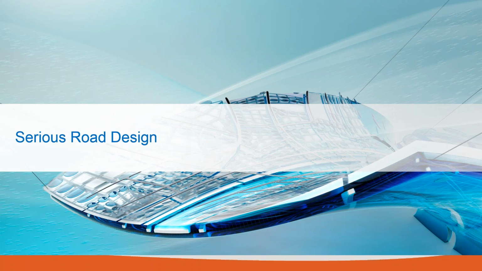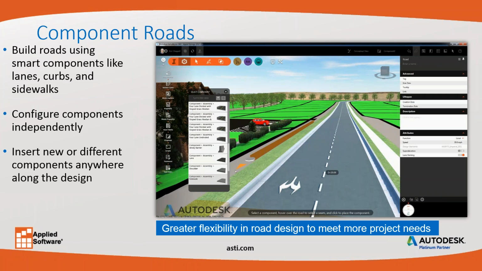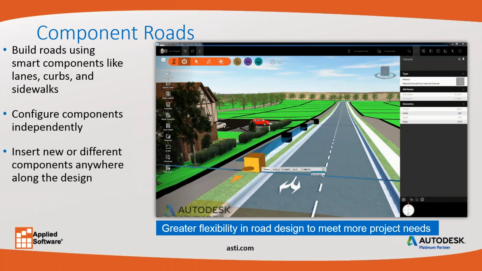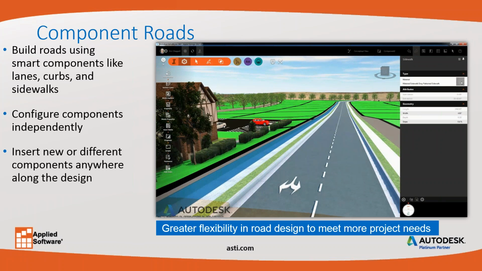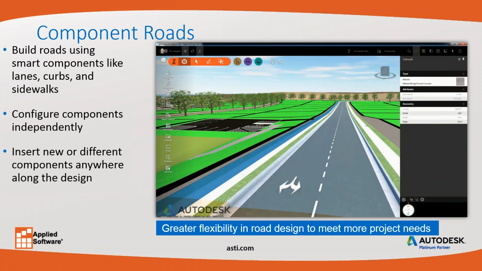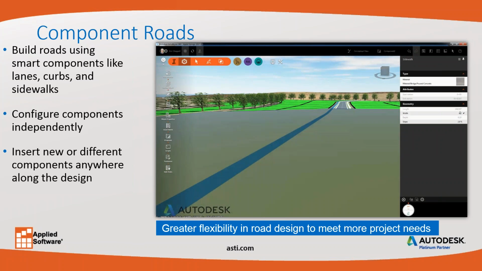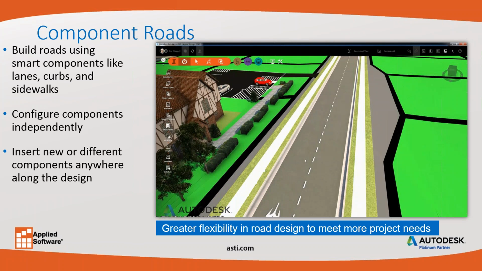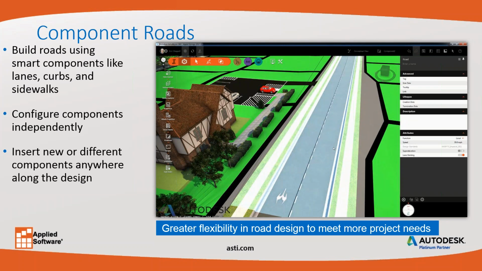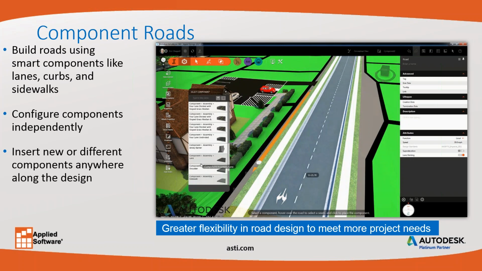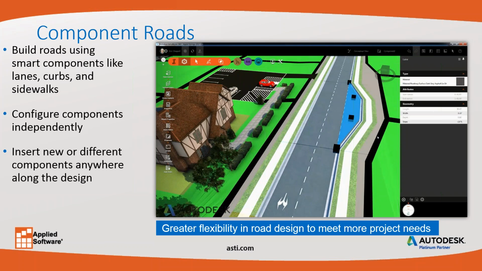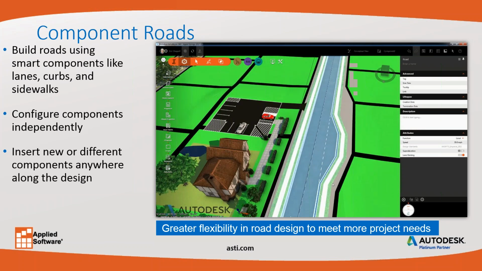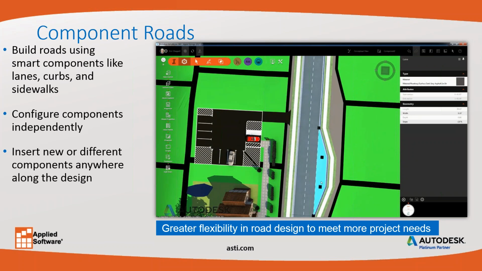We also want to take a look at road design, specifically with component roads, being able to add, access smart components like curbs, gutters, sidewalks, configure components independently. For instance, if we wanted to, we can add in bus lanes, building assets, road assets in terms of trees, power poles, light poles, and inserting those components anywhere along that design.